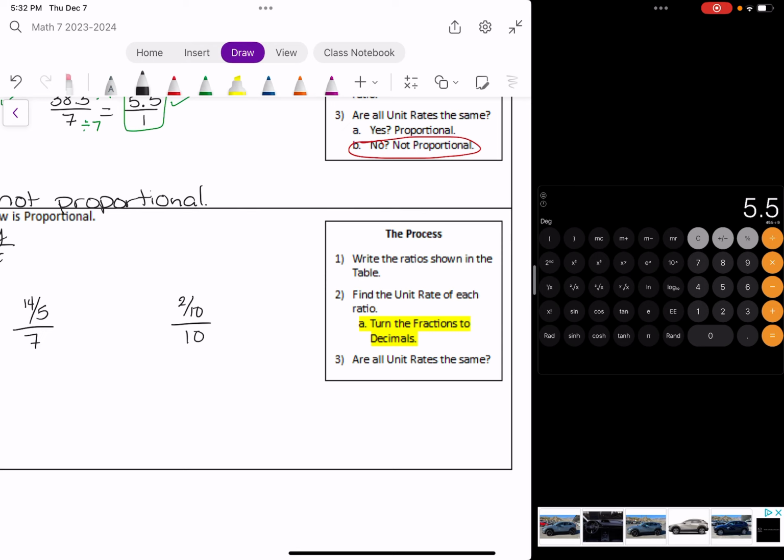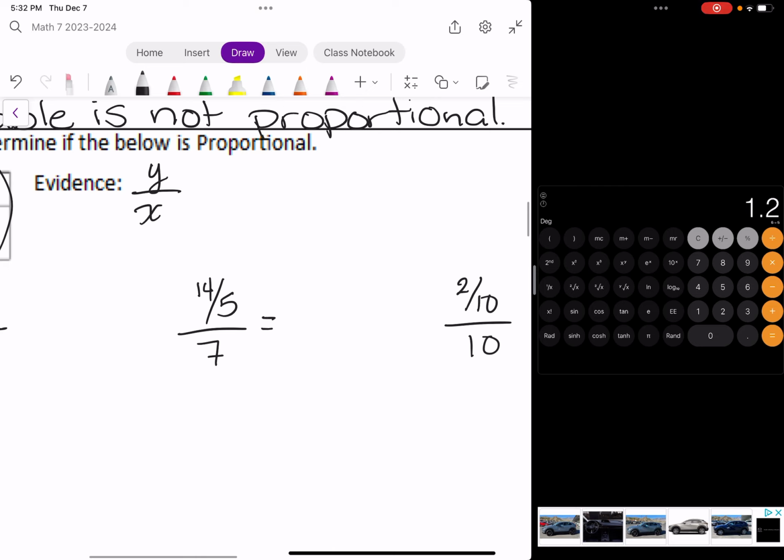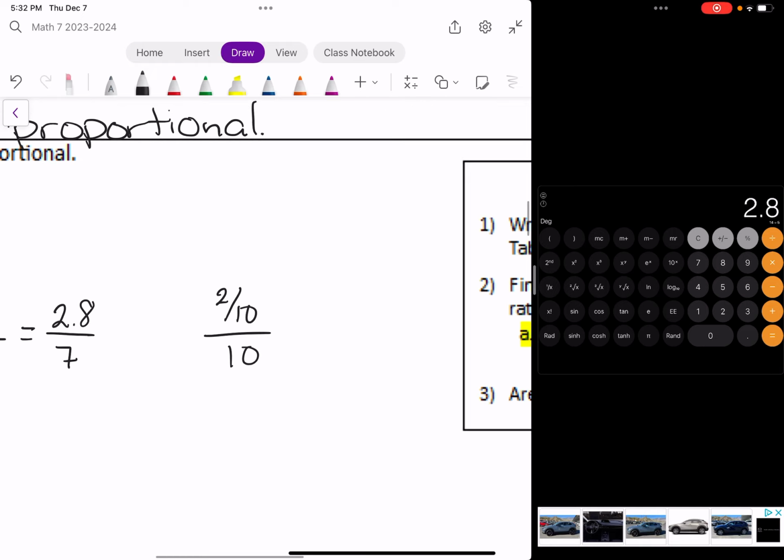Okay, second step is find the unit rate of each ratio. But first, we might want to turn our fractions into decimals. To do that, we just divide, right? So let's keep our 3 on the bottom. Let's go to our calculator. We're going to do 6 divided by 5. That is 1.2. So this is our new ratio for this one. Let's do that for all of them. So 7 stays. 14 divided by 5. That is 2.8. And our last one, our 10 stays. We need to change our fraction into a decimal. That is a 0.2.